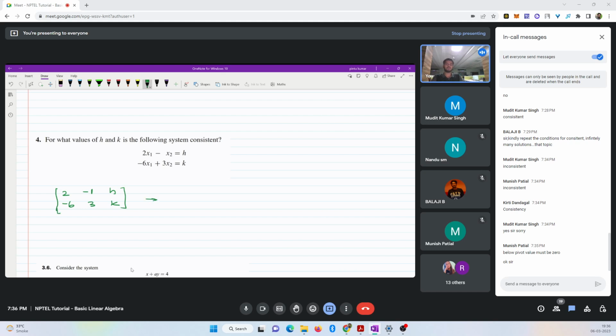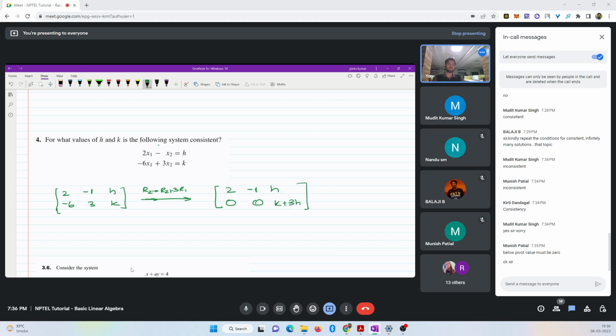Now the first step: let's transform this. R2 goes to R2 plus 3 times R1. What do we get? 2, minus 1, h. This is 0 because 2 times 3 is 6, minus 6 is 0. So this is minus 1, this will also get 0. And the last entry would be k plus 3h, right?